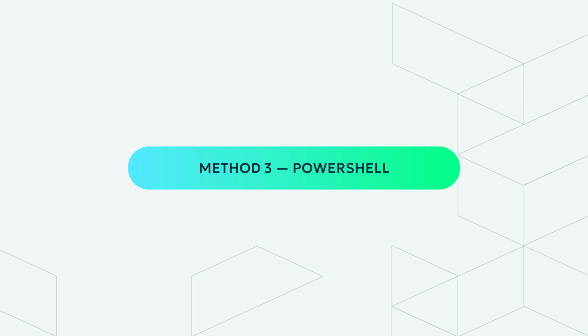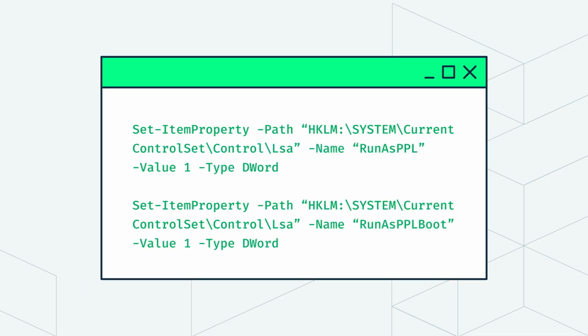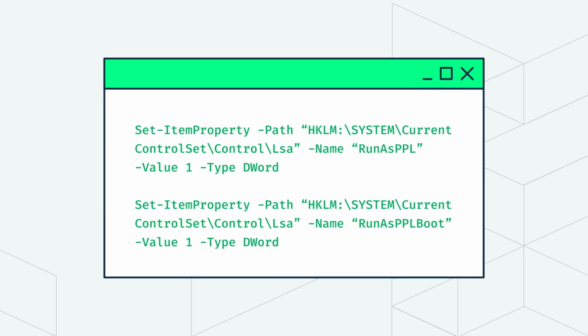Method 3. PowerShell. Lastly, for automation or bulk deployments, use PowerShell. Simply run PowerShell as an administrator and use this command to enable protection. Then reboot your PC. Change the value to 0 if you need to disable protection.